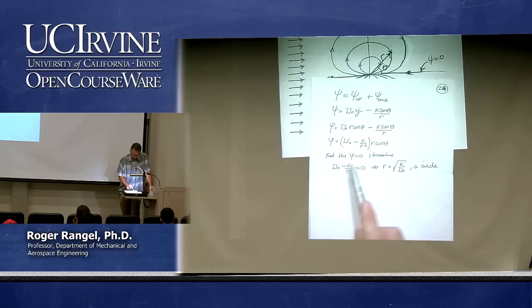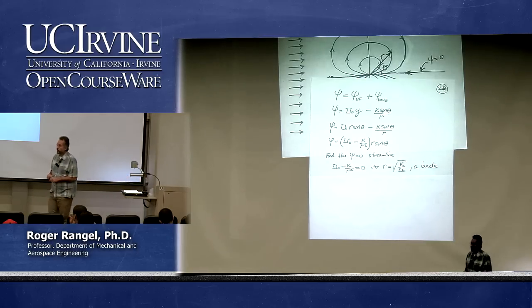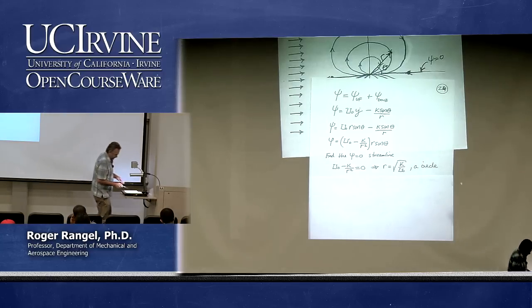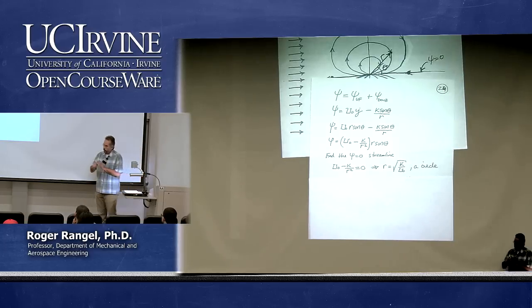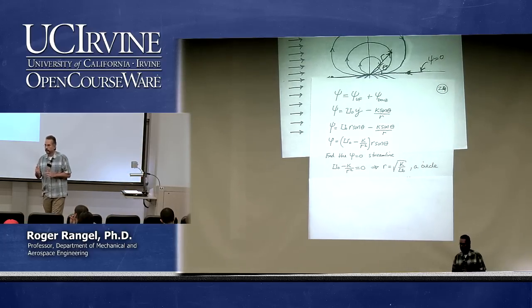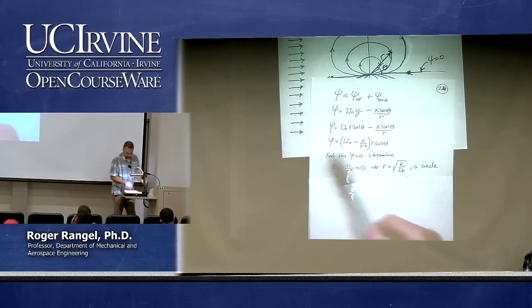I said u naught minus k over r squared is equal to 0. Solve for r, and I get r is the square root of k over u naught, which is a constant. Right? So the square root of k over u naught is a constant. So I'm getting that for r equal to a constant, psi is also equal to 0.